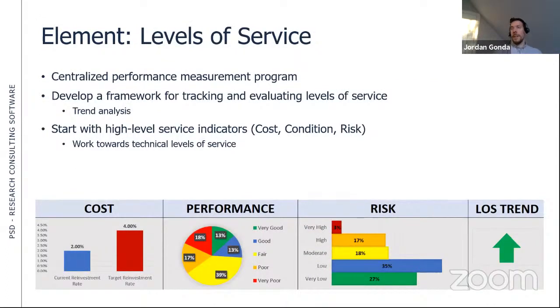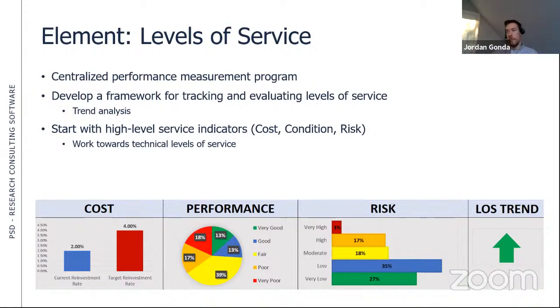The final element that ties us all together is the levels of service. As I said, it's all about finding the balance between cost, performance, and risk. Imagine every year you can generate an image like this that shows these three factors. Every year you can look at what are we investing? Are we investing enough money? In this case, we're not. We're investing 2% and we should invest 4% as an example.